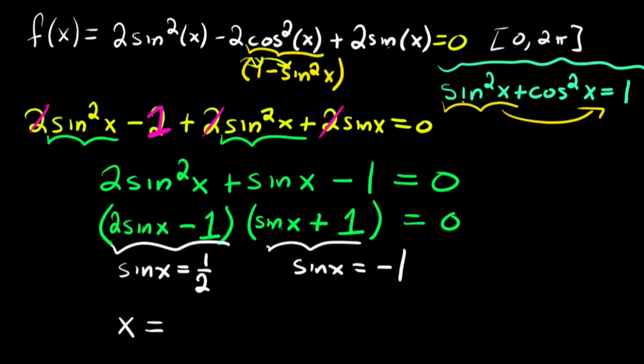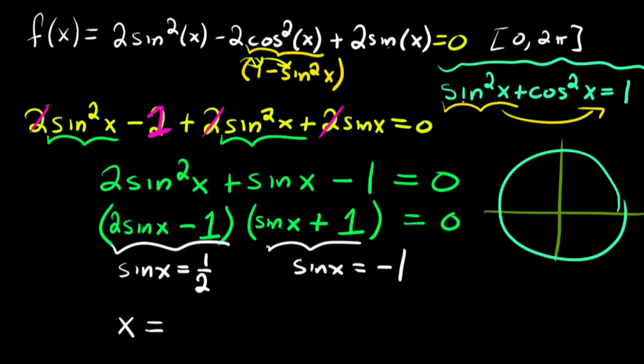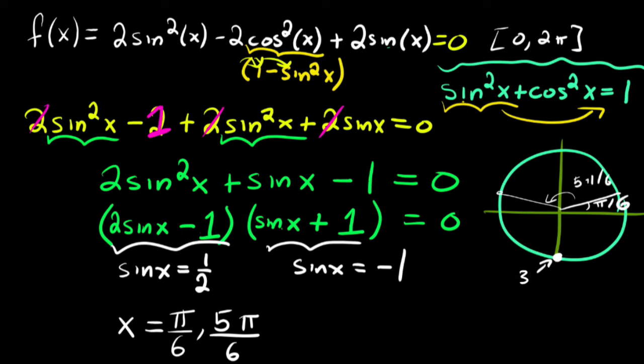Let me, over here on the side, do a little tiny version of the unit circle. Okay, so sine is equal to 1/2. I know that the reference angle is going to have to be pi over 6, and positive 1/2. So that's going to be at pi over 6. And then it's going to be over here in the second quadrant, because that's where sine is positive. So that's going to be 5 pi over 6. And then from this one, sine is equal to negative 1 down here at 3 pi over 2. That one's easy. So 3 pi over 2.